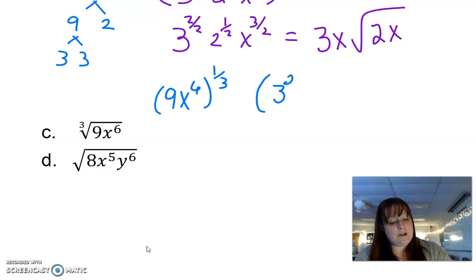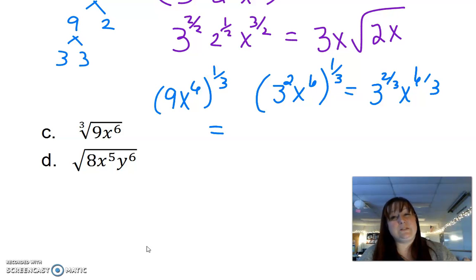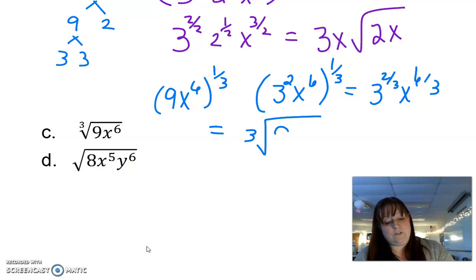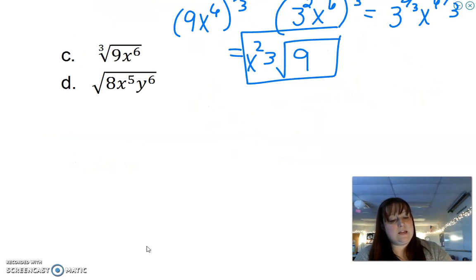So that's 3 squared, x to the 6th, to the 1/3. So we end up with 3 to the 2/3, x to the 6/3. And that stays. See, the 3 to the 2/3 doesn't simplify anymore, so it's just going to be still under that radical. You're going to have 9 under the radical. But the x to the 6/3 does simplify into x squared. So there you go. All right, the last one we have here is 8x to the 5th.